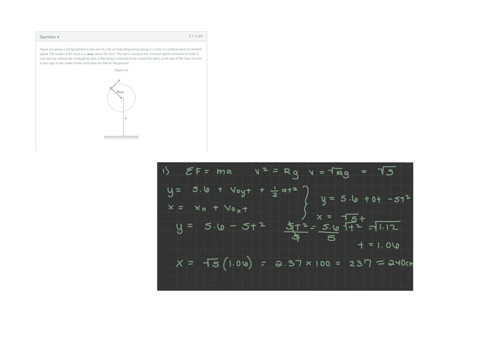So now we put that 1.06 in terms of x. We have square root of 5 times 1.06 equals 2.37. So now remember, since we simplified that 560 to be 5.6, we have to add in that same 100 again to make the values accurate. So we do 2.37 times 100, which equals 237, which is approximately 240 centimeters.